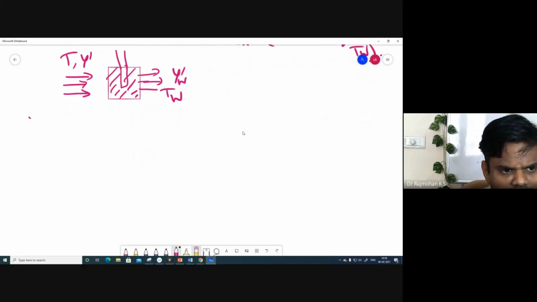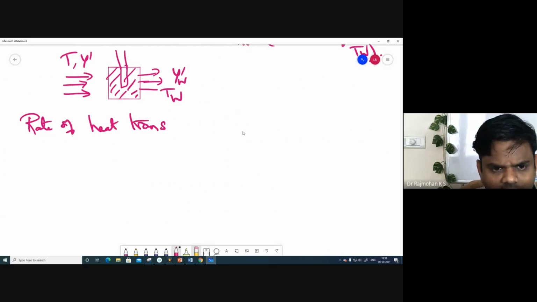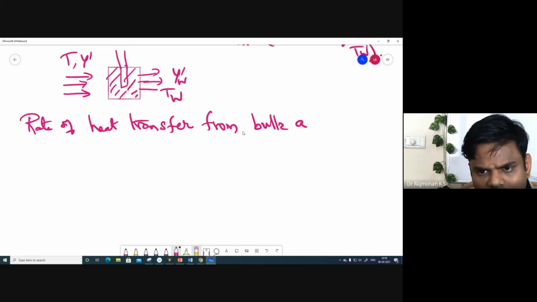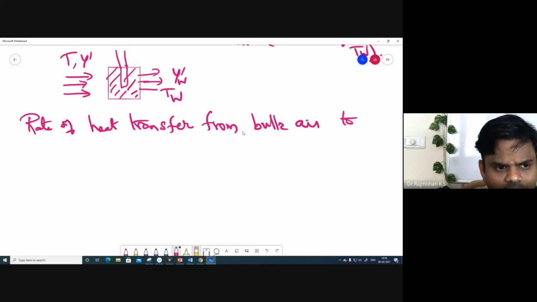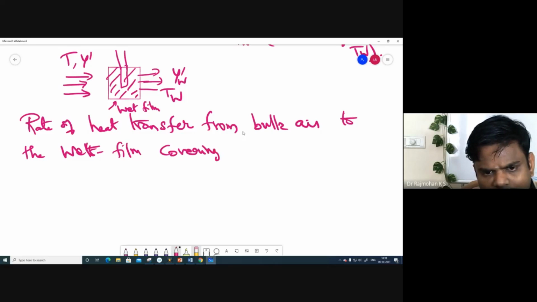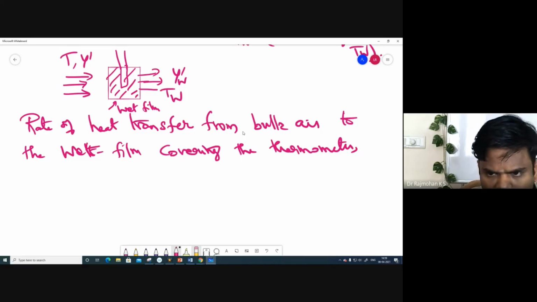Can we write the rate of heat transfer, sensible heat transfer, now? What is the rate of heat transfer? We can say the rate of heat transfer from bulk air to the wet film covering the thermometer bulb. Okay, so we have a thermometer bulb which is covered by a wet film.